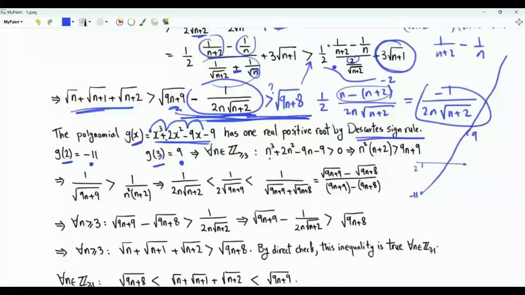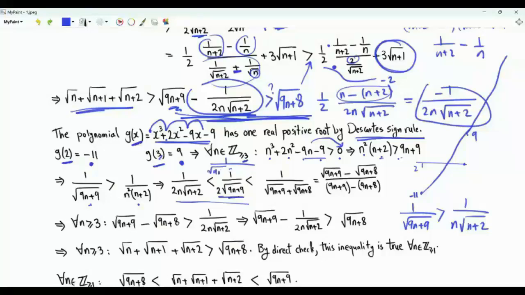Changing x to n, we have n cubed plus 2n squared minus 9n minus 9 is strictly positive when n is greater than or equal to 3. n squared times (n plus 2) is strictly greater than 9n plus 9. Taking the reciprocal square root of both sides, 1 over the square root of 9n plus 9 is strictly greater than 1 over n times the square root of n plus 2. Multiply both sides by 1/2.